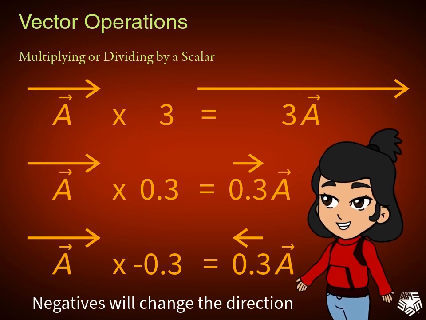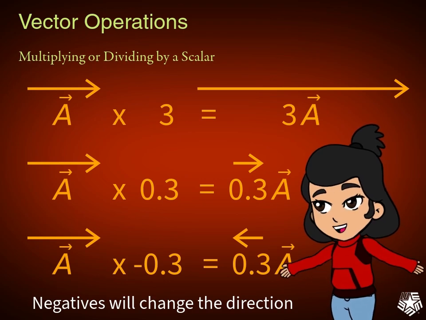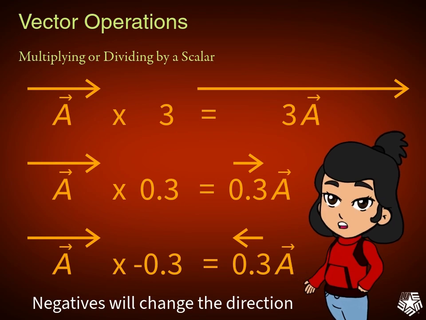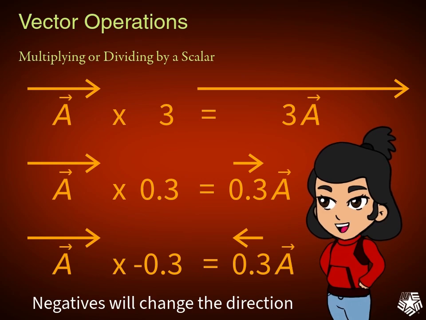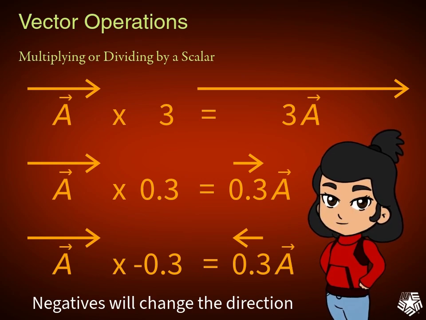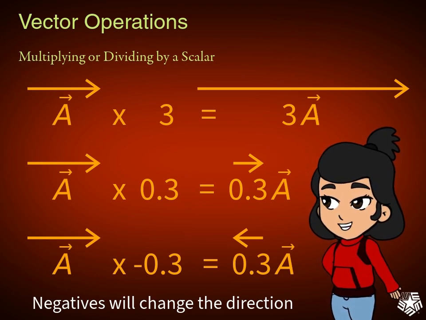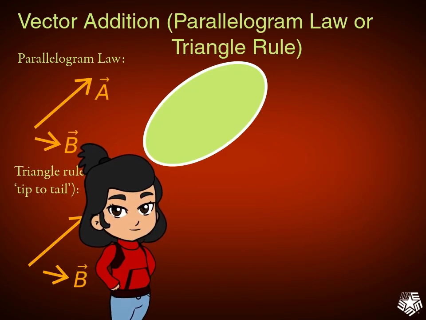Lastly, if you multiply or divide by a negative scalar, the force changes direction. This is especially important. Notice that we don't write negative 0.3A. This is because magnitude cannot ever be negative. Instead, we would indicate the direction graphically as shown here. Now to the mechanics of vector addition.